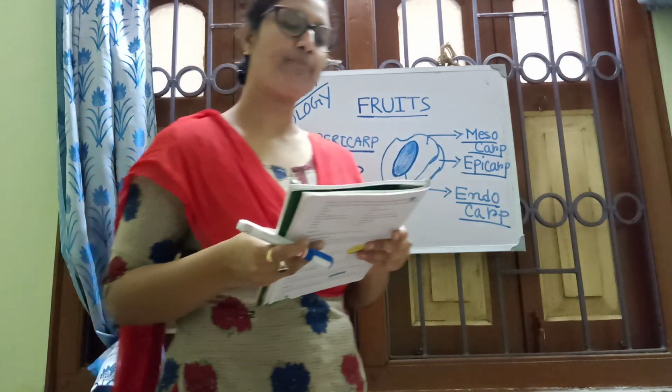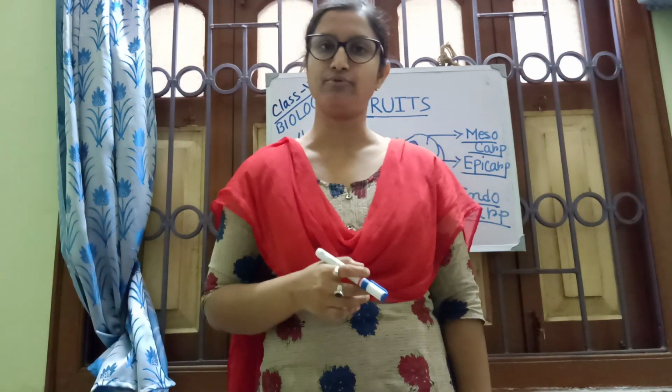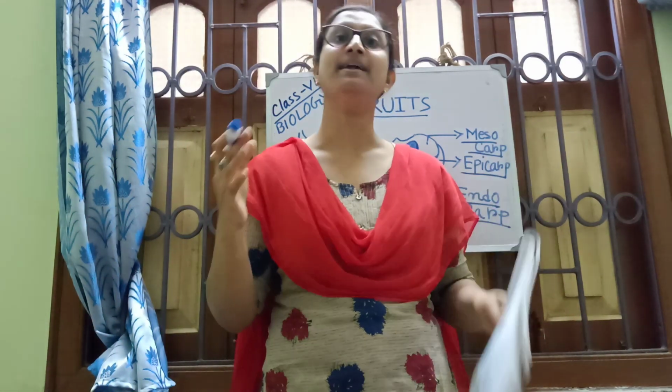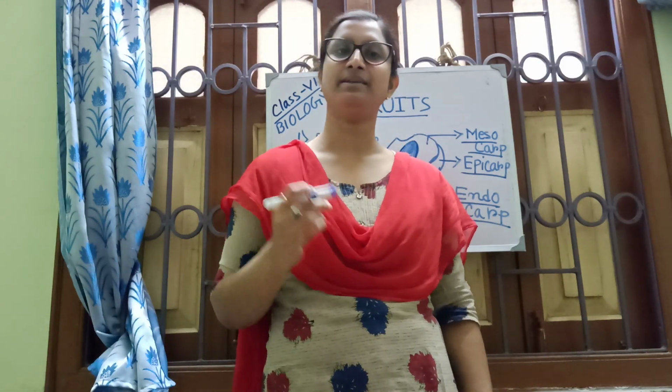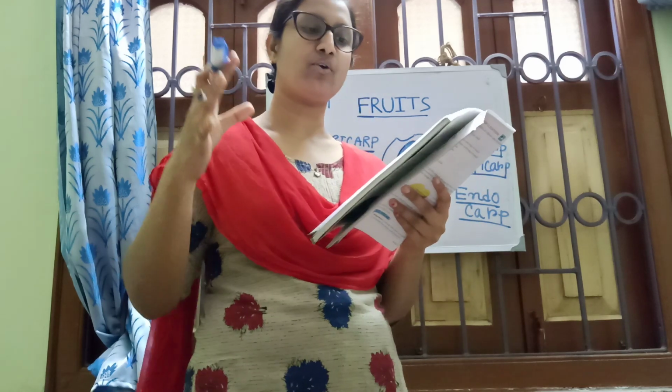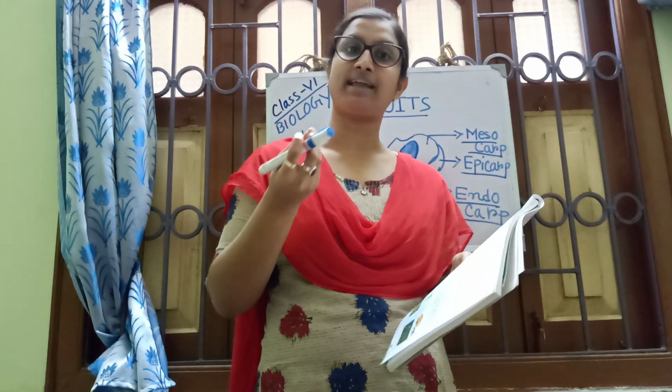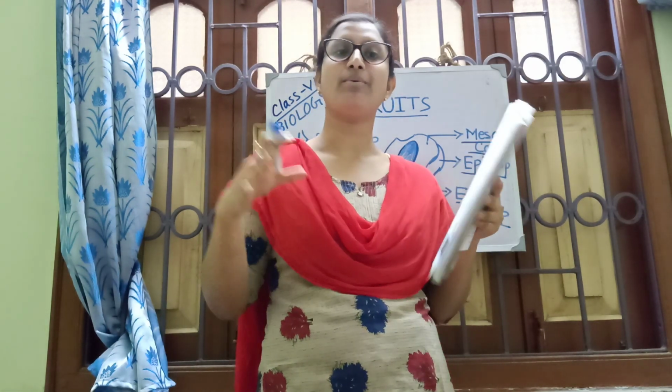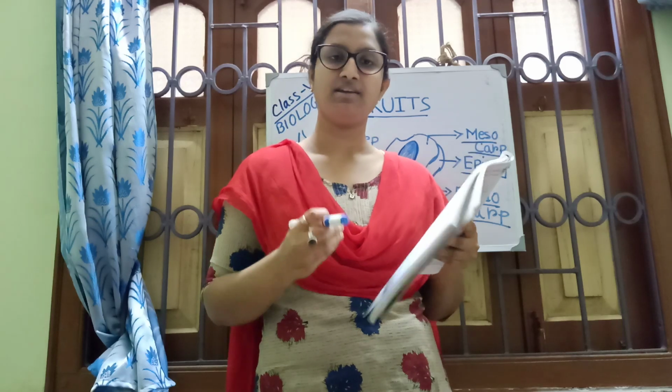Now the types of fruits. There are two types of fruit: dry and fleshy. What is a dry fruit? In a dry fruit, the outer covering becomes dry at maturity. The cashew nut and peanut are all dry fruits. The outer covering becoming dry at maturity is called a dry fruit.